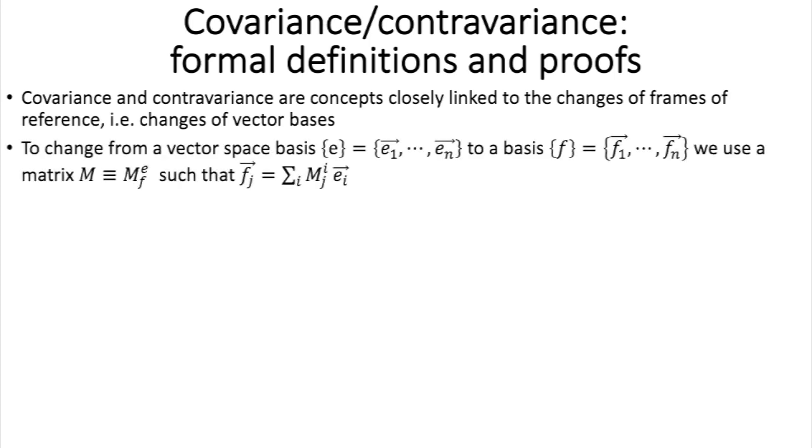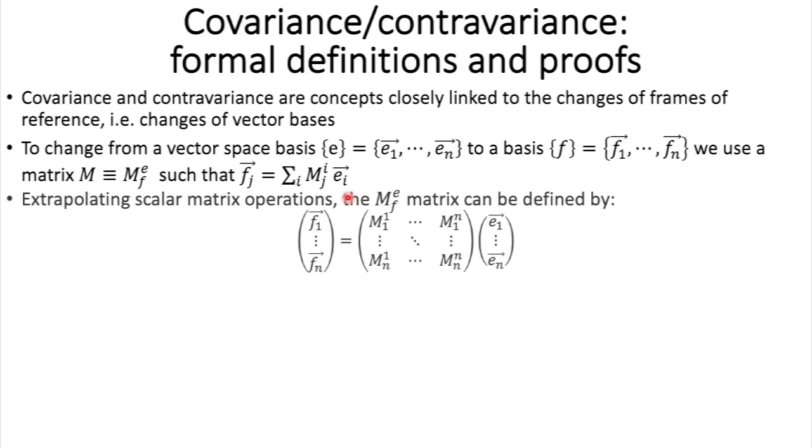To change from a vector space basis, defined here like this, to a new basis like that, we use a matrix, that we can write like this, such that the vectors in the new basis are equal to this, based on the vectors from the old basis. Now note that the M matrix is built using the coordinates of the new basis vectors, as rows in the old basis. Interesting, and we can see that actually here.